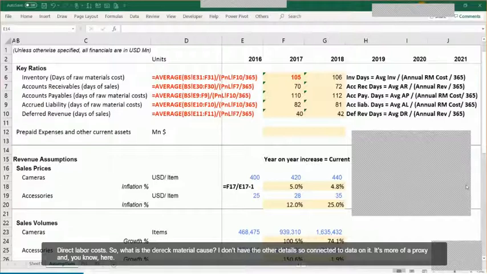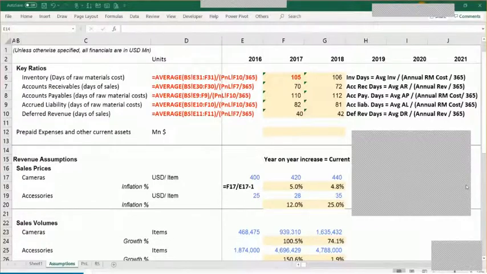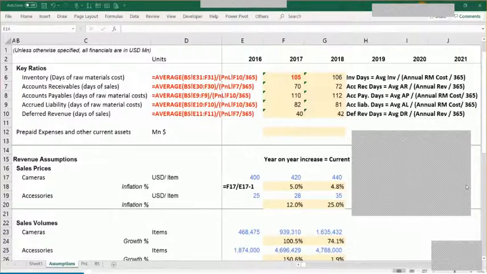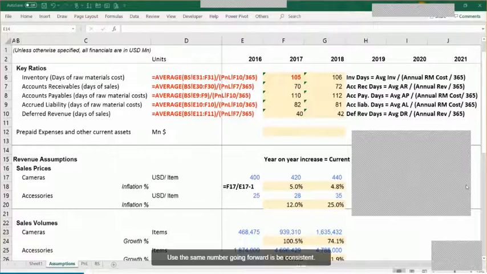So it's more of a proxy, and here comes the important part: if you are taking raw material cost while talking about the historical trend, use the same number going forward as well. Be consistent. That's the essence.